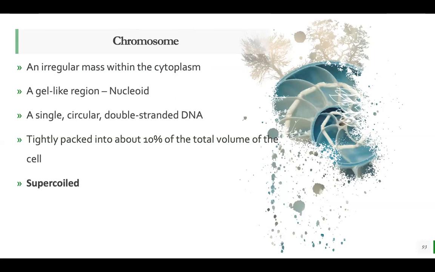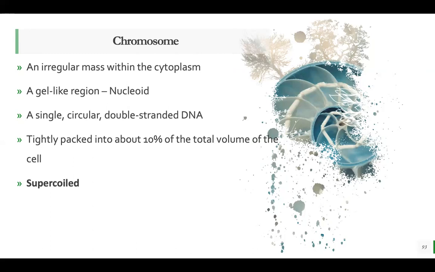In other words, we can say that this is an irregular mass. It does not have any distinct shape. It is irregular, and it has a more viscous appearance, just like a gel. Then if we talk more specifically about the chromosome, we can say that the chromosome of the prokaryotic cell is circular, single, and it contains double-stranded DNA.